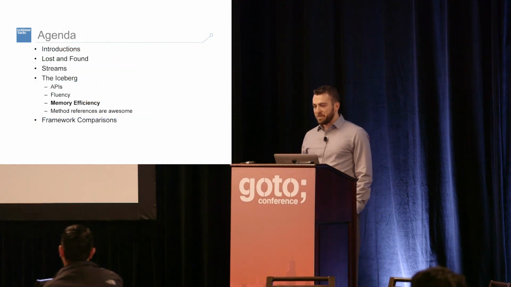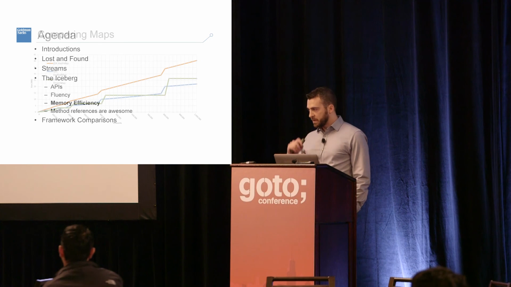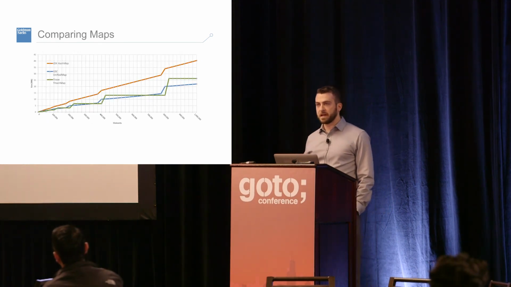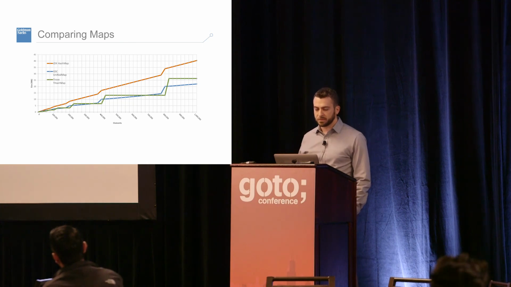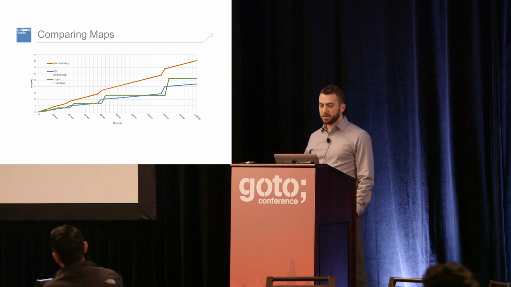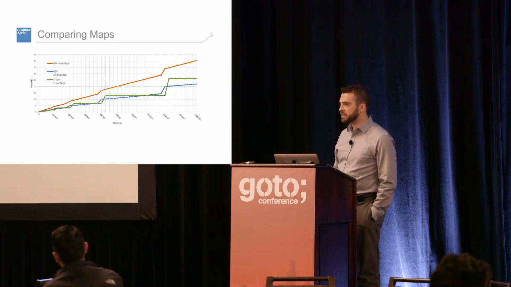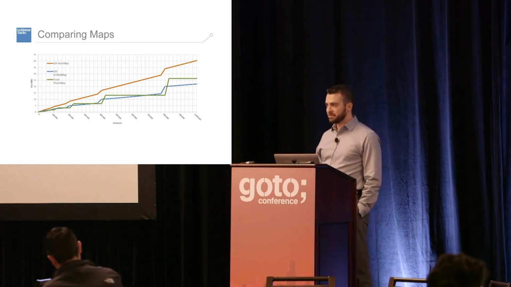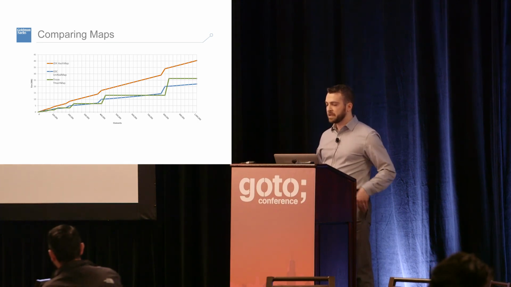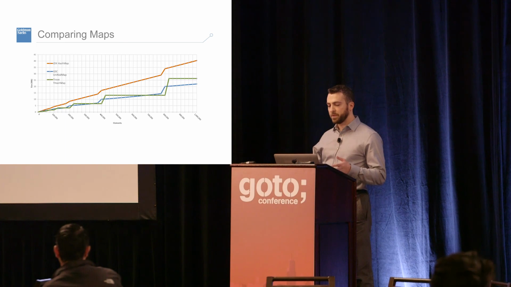Next, I have a note on memory efficiency. So I have this chart showing memory usage of maps, and on the x-axis I have the size of the collection, up to 1 million elements, and on the y-axis I have megabytes. The top in orange is the Java HashSet that we all use. I have two competing maps, our own, which is called Unified Map, and Trove's as well. And they have different growth strategies.